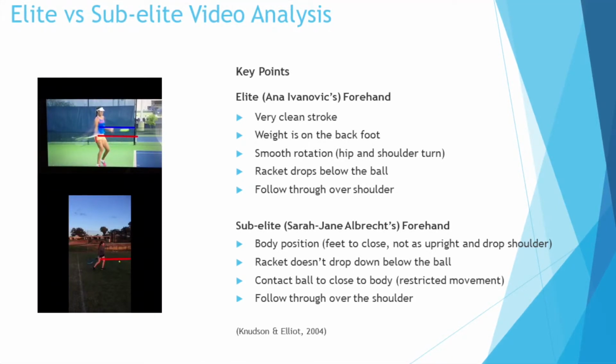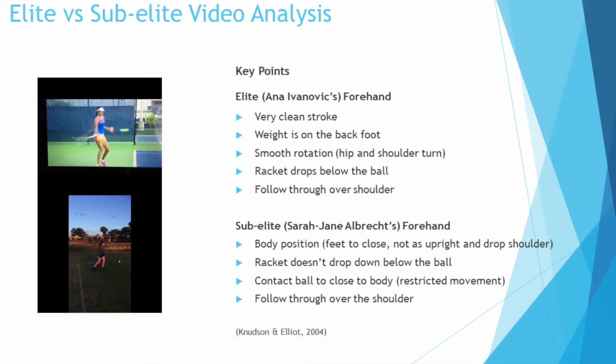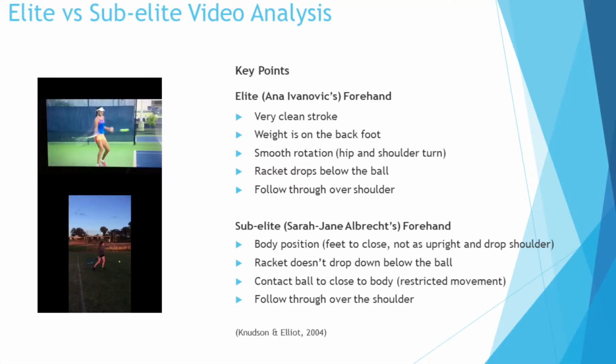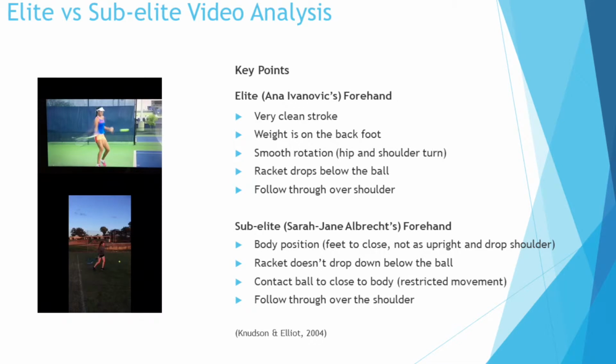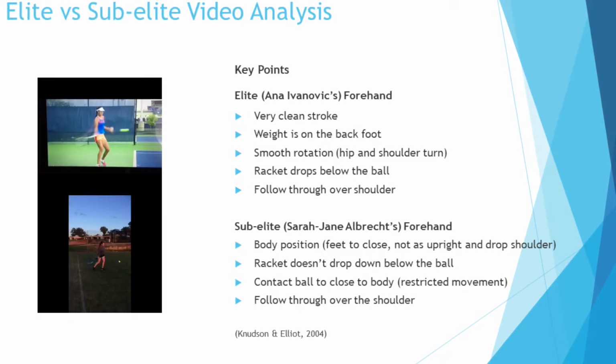Additionally, you can see that just in about here I dropped my shoulder, whereas Ana Ivanovic's are more upright. So you can see she's more straight up and down, whereas I'm a little bit more tilted. This can affect my balance. You can also see that I'm a little bit more cramped. So that means that my swing through is not as smooth, and it restricts my movement.